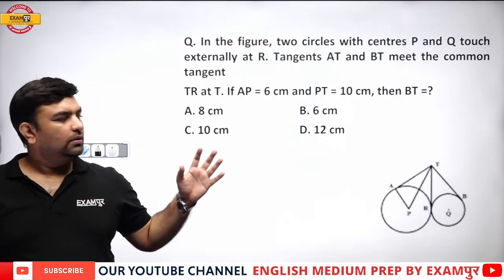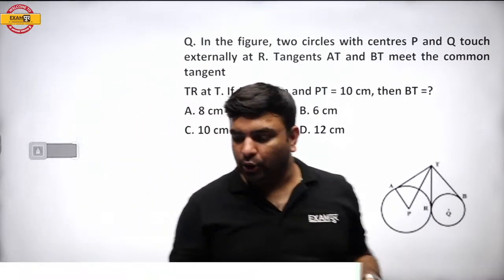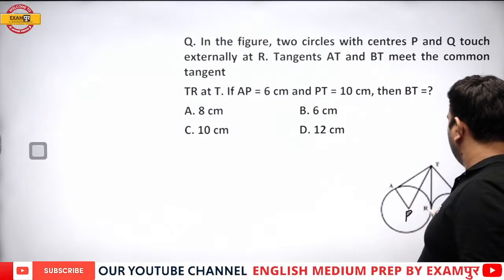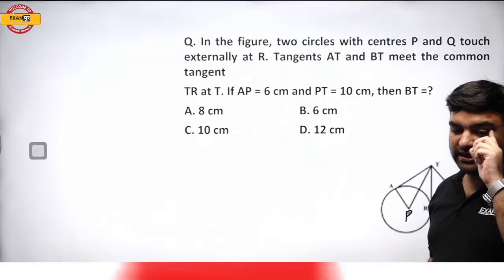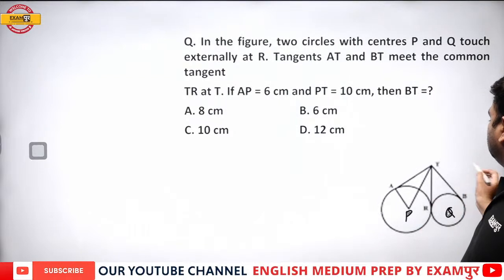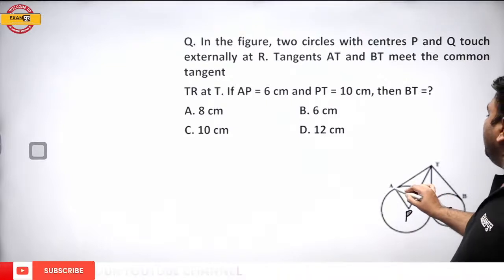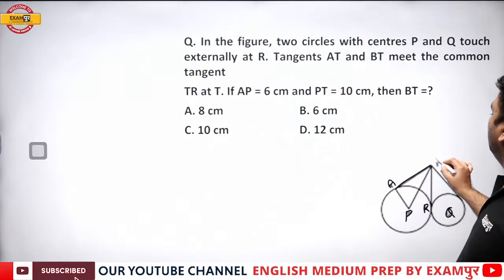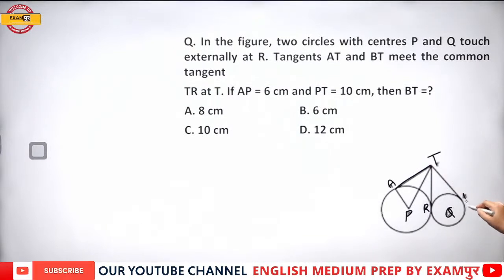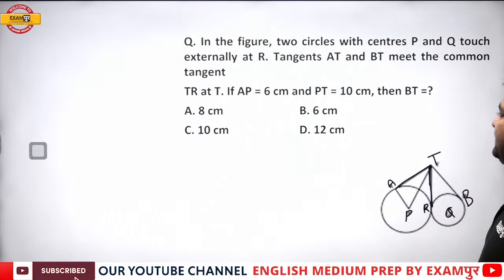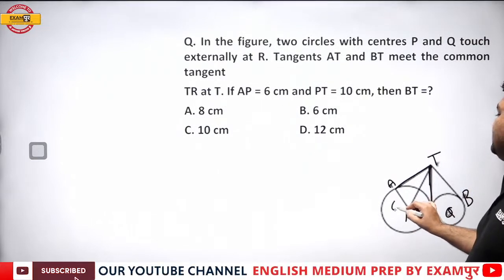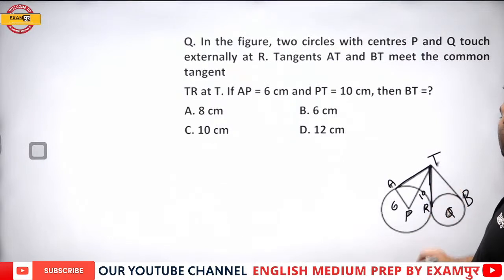In a figure, two circles with centers P and Q touch externally at R. Tangents AT and BT meet the common tangent TR at T. AP is known to be 6. PT is known to be 10. What is BT?